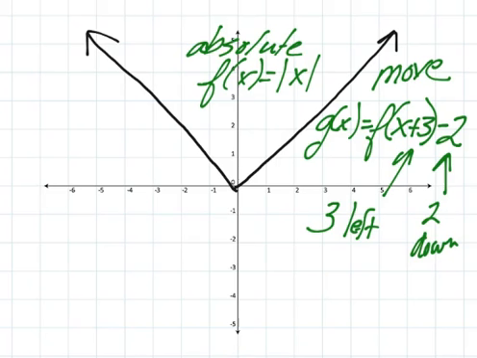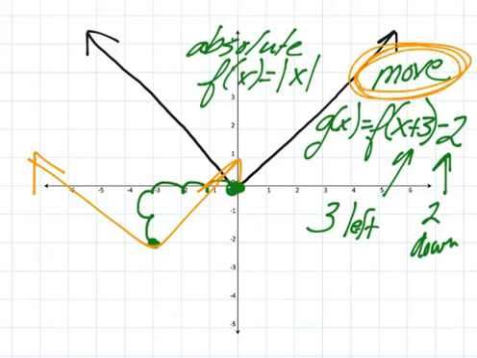Okay, so let's start mapping. I'm going to go 3 to the left. 1, 2, 3. Why did I start right here? Because 0, 0 is the vertex of the parent function. So I'll move 3 to the left. I'm going to go 2 down. And then what am I going to do? Well, I'm just going to draw the same thing I had because all this is telling me is how to move.